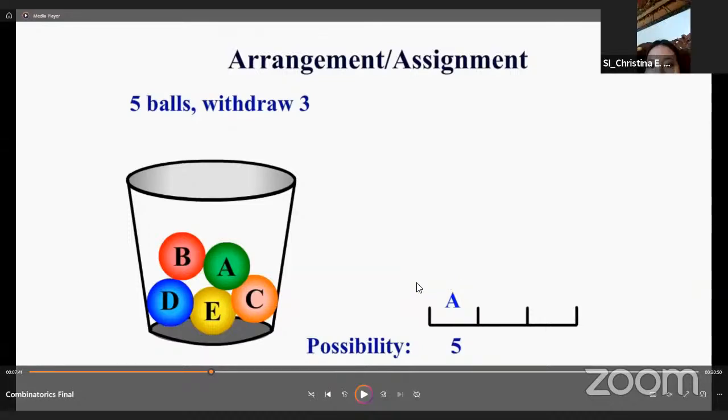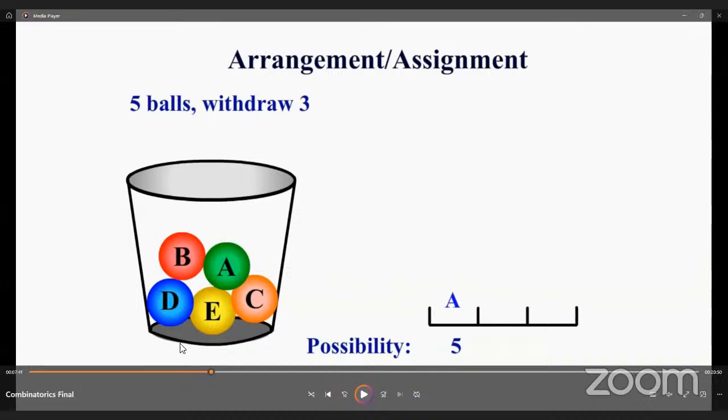Still 5. Yeah, because there are still 5 balls inside, so not 4 but 5. Then you take another one for the second ball. There are 5 possibilities because you have put it back. Now, for example, you took B, then you note it, then you put it back. What are the possibilities of the third ball?